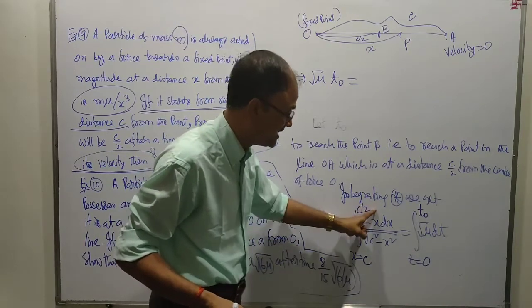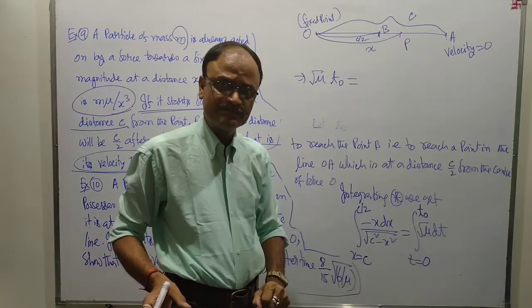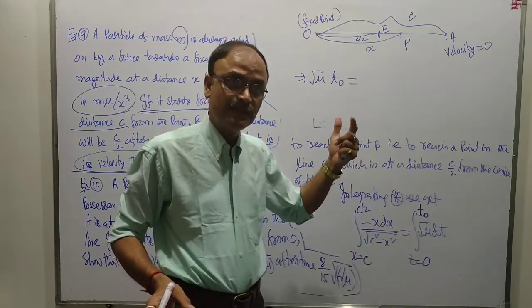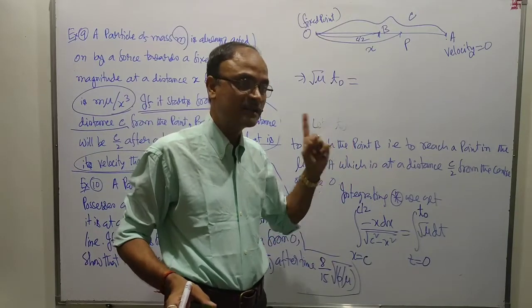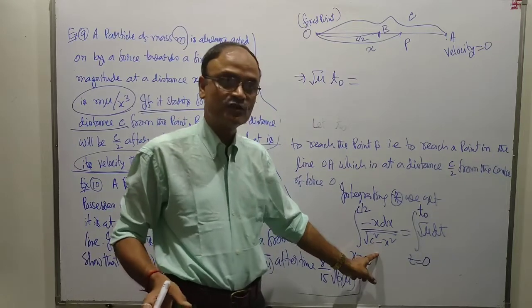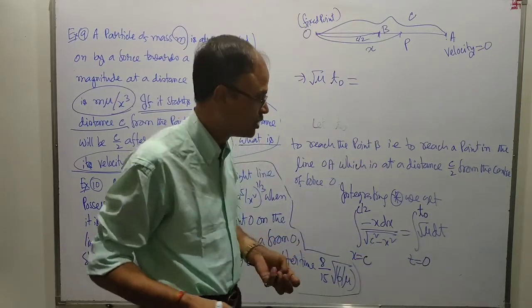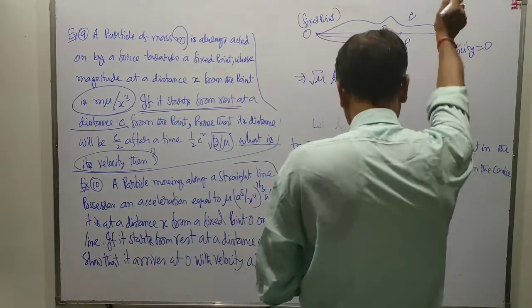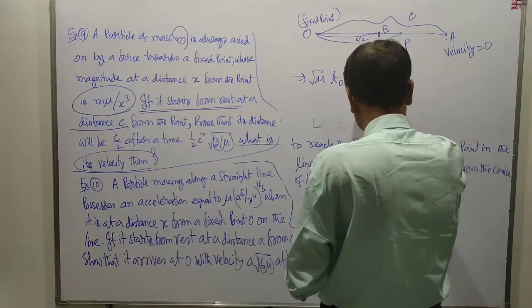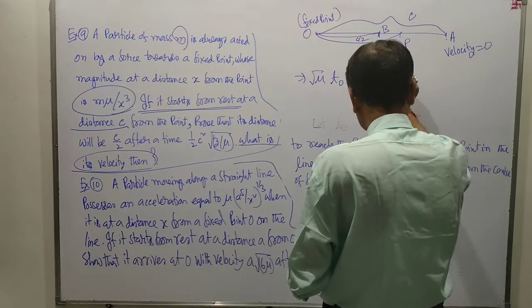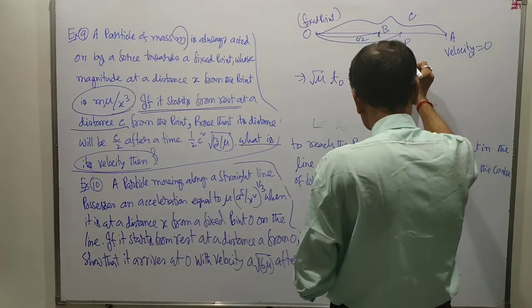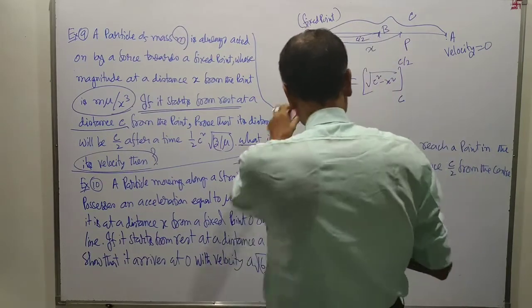Therefore, it will be z dz divided by z. Z dz divided by z means simply integration of dz, which is 1. The integration of 1 is z. What is z? Root over c square minus x square. The limits will be from c to c by 2.